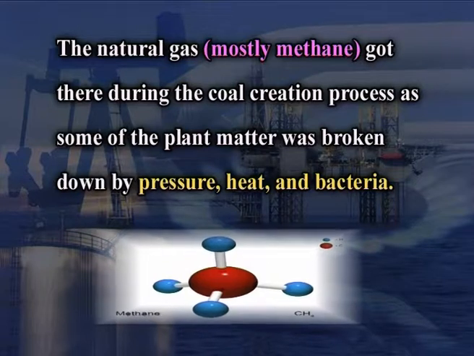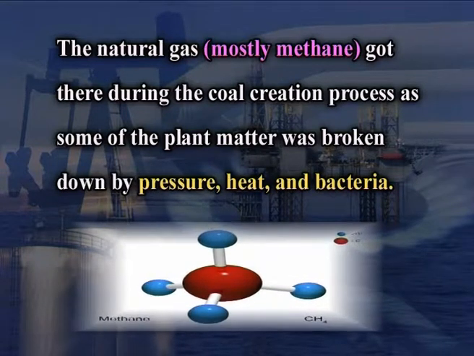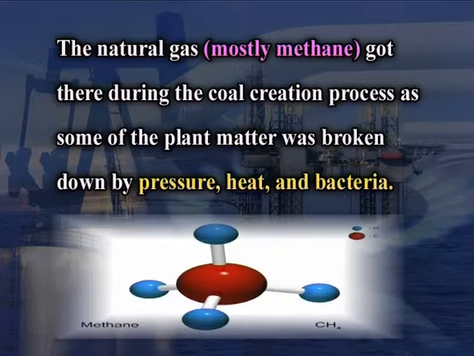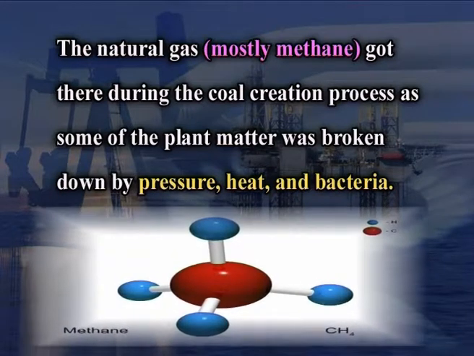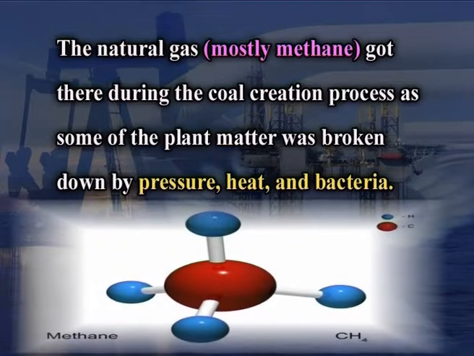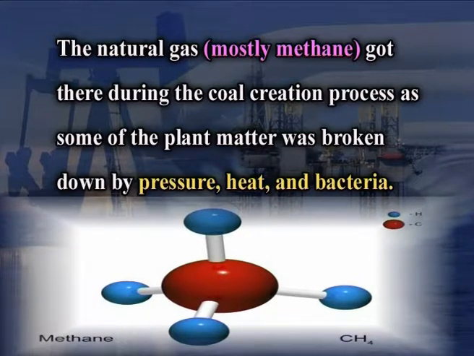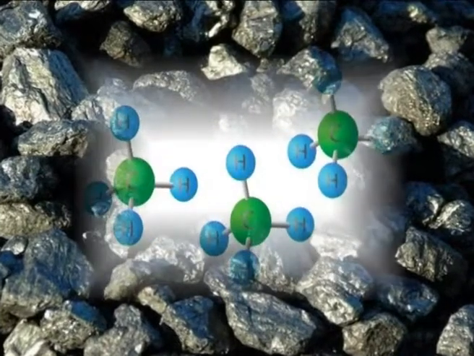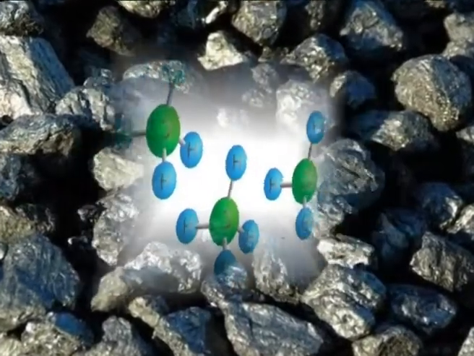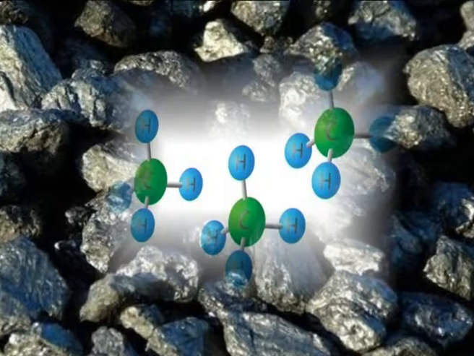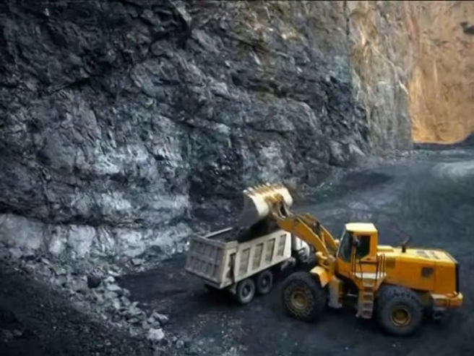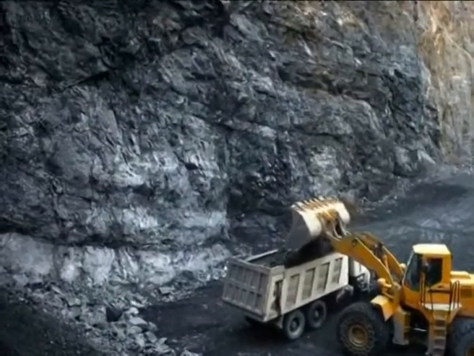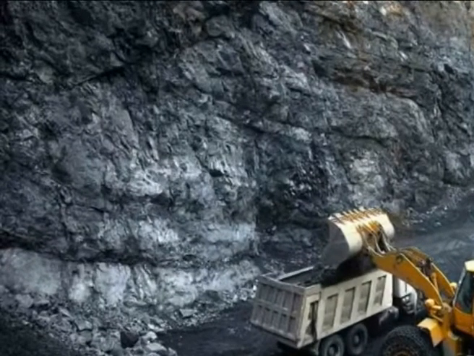It is a natural gas that is trapped within coal seams. The natural gas, mostly methane, got there during the coal creation process as some of the plant matter was broken down by pressure, heat and bacteria. Unlike some deposits of natural gas in Colorado and Wyoming, this methane did not migrate from the coal seam to become lodged in sedimentary rocks nearby.